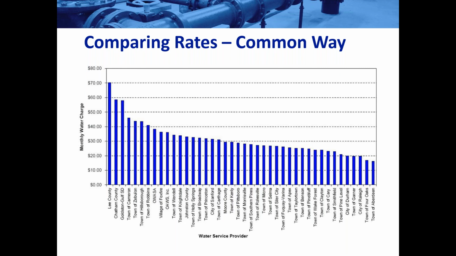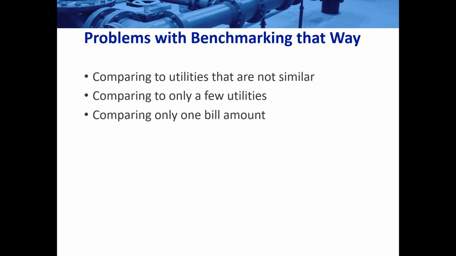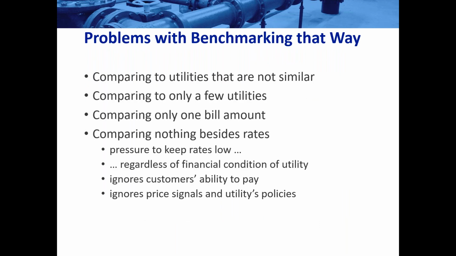So if you're the utility manager providing this to your elected officials, you're going to want to explain why you're not, and this is from North Carolina, why you're not charging the same as the town of Aberdeen, and you're charging instead something closer to the city of Sanford or the town of Cameron. So there's always pressure, when you do this benchmarking, to want to be on the low side. It doesn't communicate the full picture. That's part of the problem with benchmarking this particular way, where you're only comparing rates: you're not looking at the full picture besides the rate.